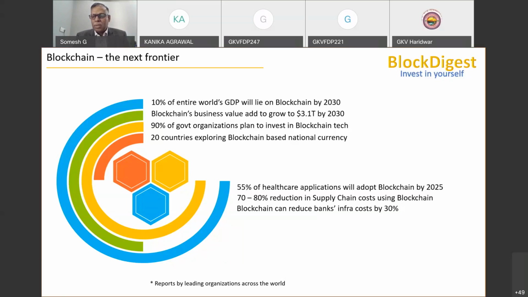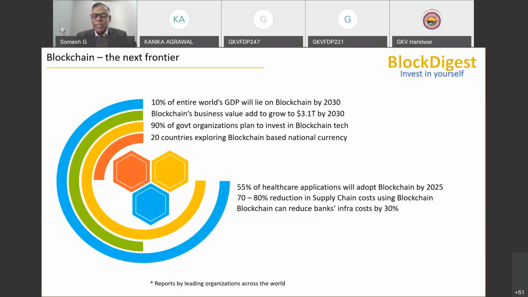There are different reports by some of the very well-known and respected analysts and organizations that say about 10% of the world's GDP would pass through blockchain-based systems by 2030, which would add something like 3.1 trillion to the world's GDP by 2030, and that's about 3 times India's GDP today. 90% of government organizations plan to invest in blockchain technology. More than 20 countries are working on blockchain-based national currencies, or what are called CBDCs.